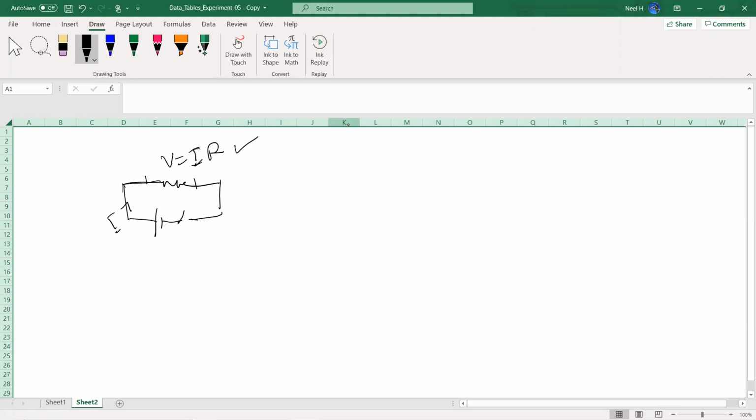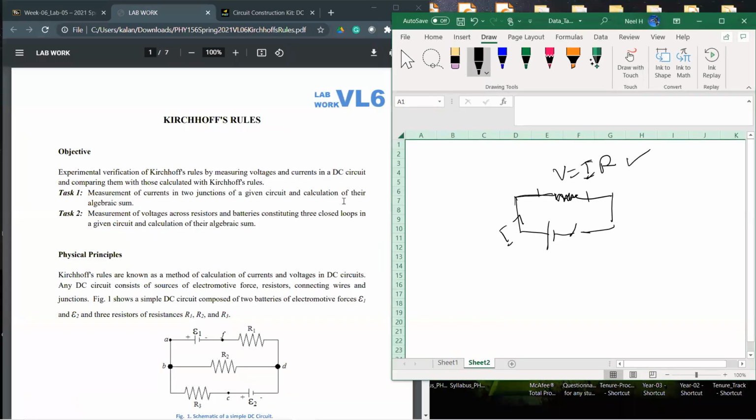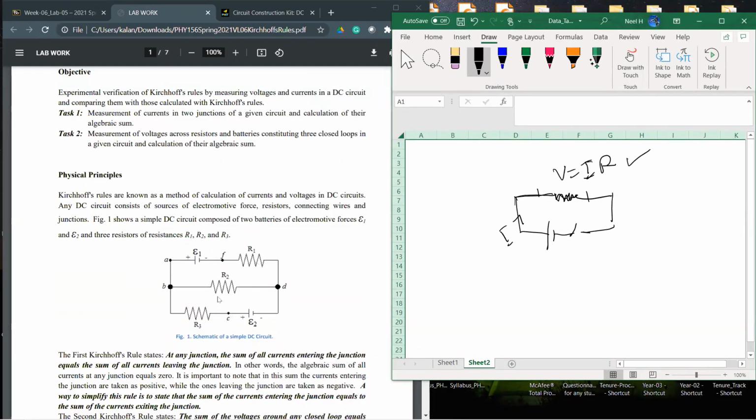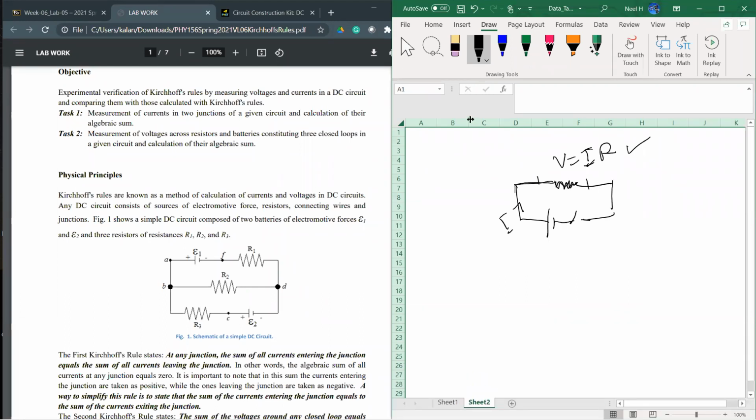Now, this is fine to use for one single item, but if you have many resistors and many voltage supplies across a circuit, then Ohm's law itself is not going to be enough to solve that circuit problem, like this one, for example. In Figure 1, I have two batteries and three resistances connected in completely different ways. I can't really simplify them into an equivalent resistance at all. So we need something beyond Ohm's law. That's the idea of Kirchhoff circuit rules.